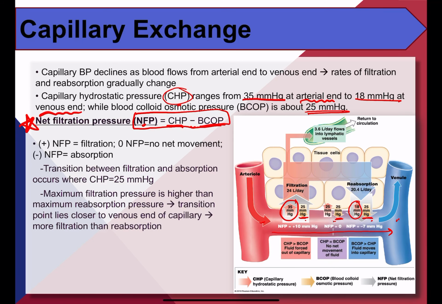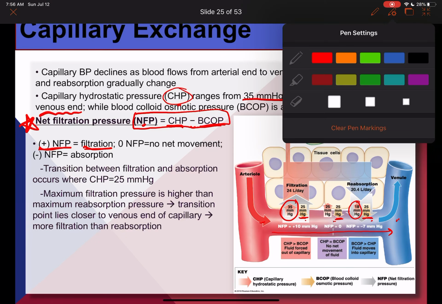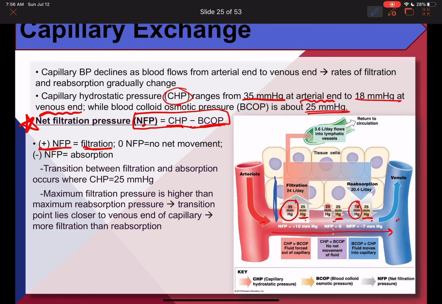Okay, so if the NFP value after the subtraction is a positive value, that means filtration will predominate. Okay, they will occur where fluid will move from the capillaries into your tissue. So that's why you have this filtration arrow going out this way, through the tissues, and then coming back in this way. Filtration means fluid moving outwards from your blood capillary into your interstitial fluid and tissues and cells.